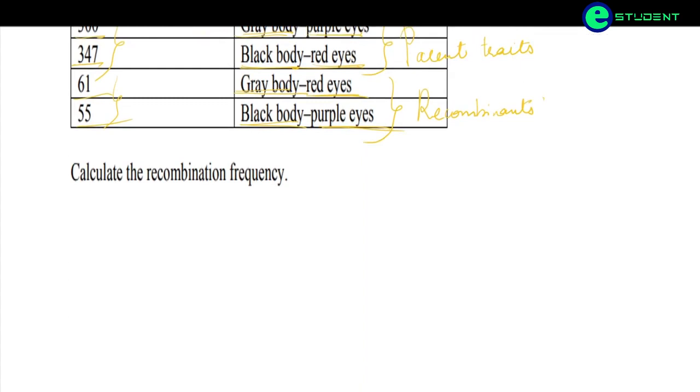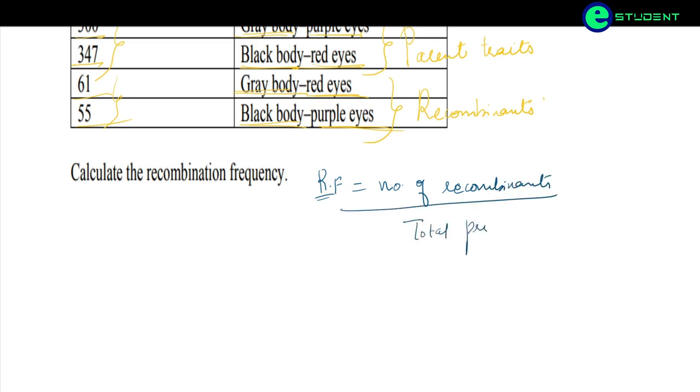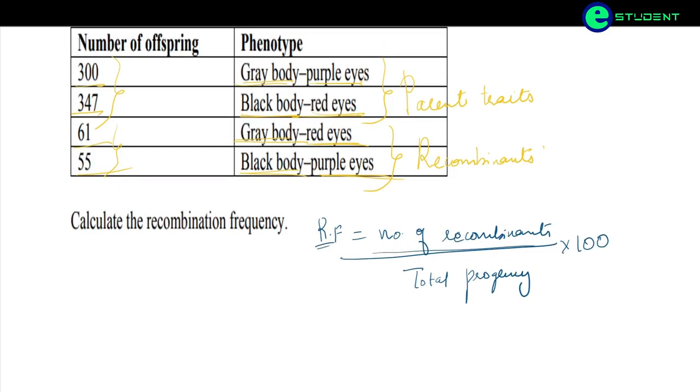So there is a formula for calculating the recombination frequency. Recombination frequency is always equal to the number of recombinants divided by the total progeny into 100. So how many recombinants do we have here? We have these two recombinants. So 61 plus 55 is going to be 116 here.